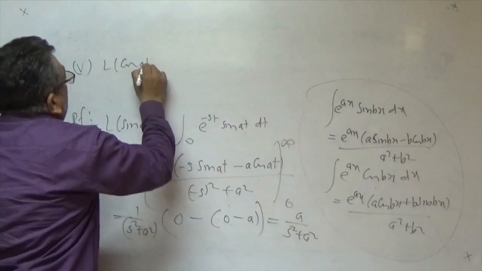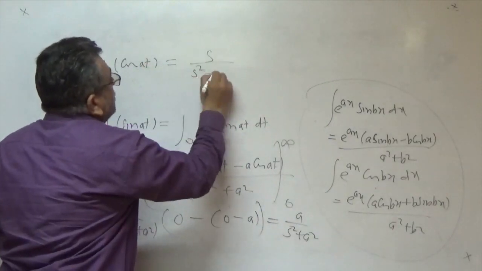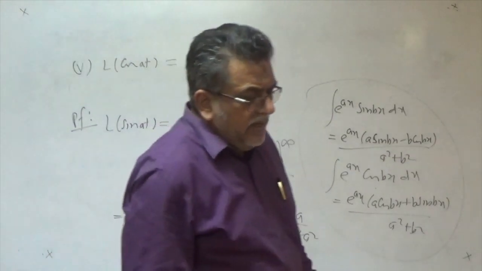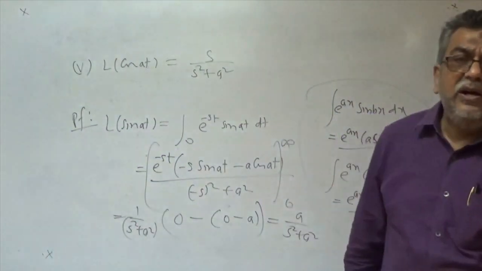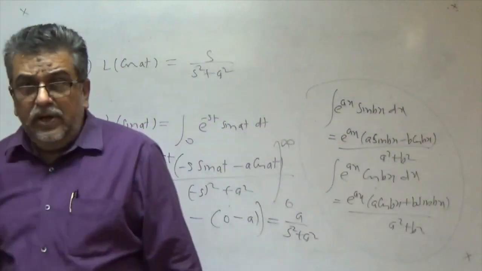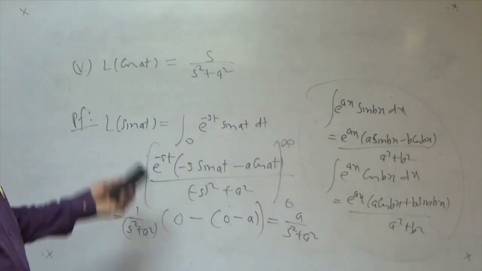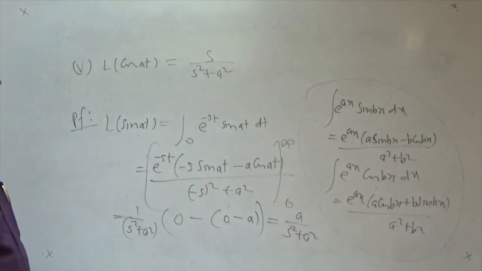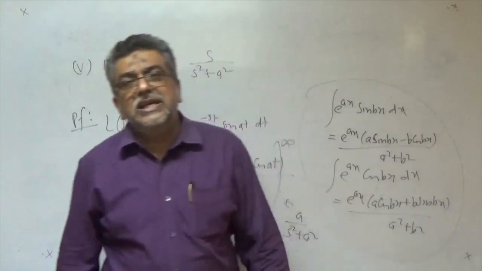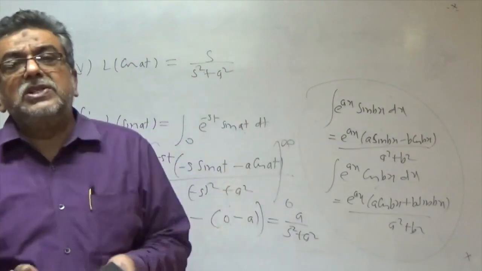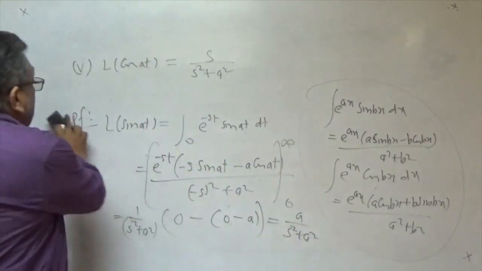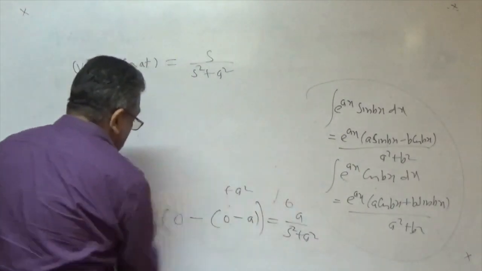Laplace transform of cos at is equal to s upon s square plus a square. Those can also be verified directly by this formula. No further proof is needed. You can do this directly by this formula, and you will get it. This formula for the Laplace transform of cos at will cover all the Laplace transforms depending upon the cosine function.